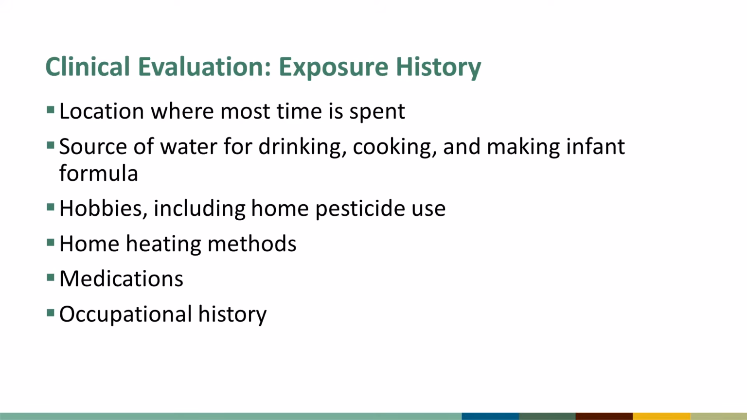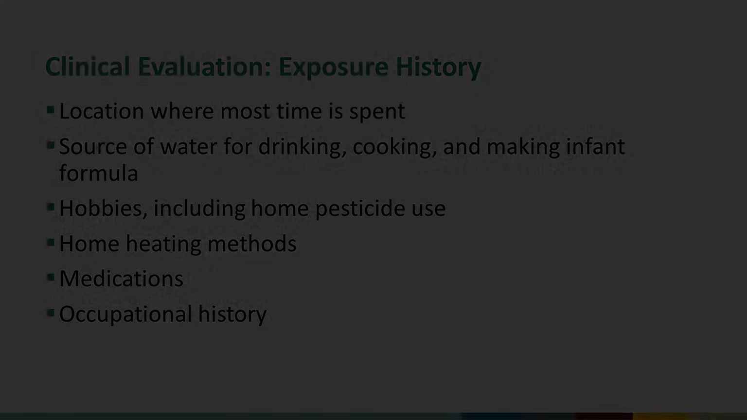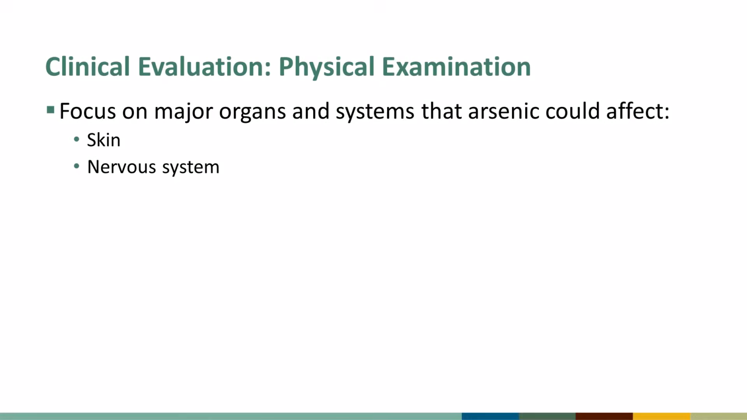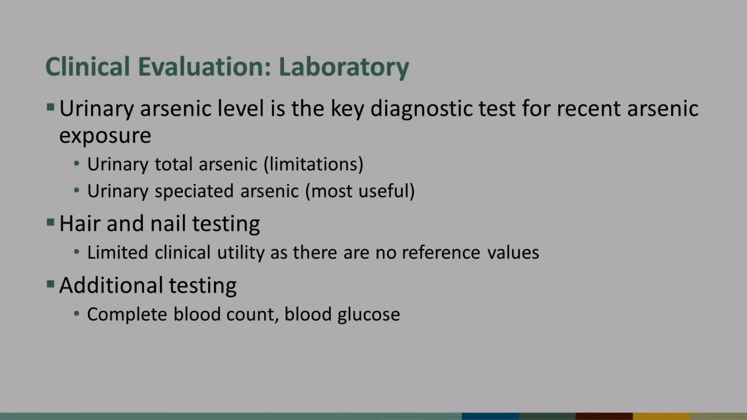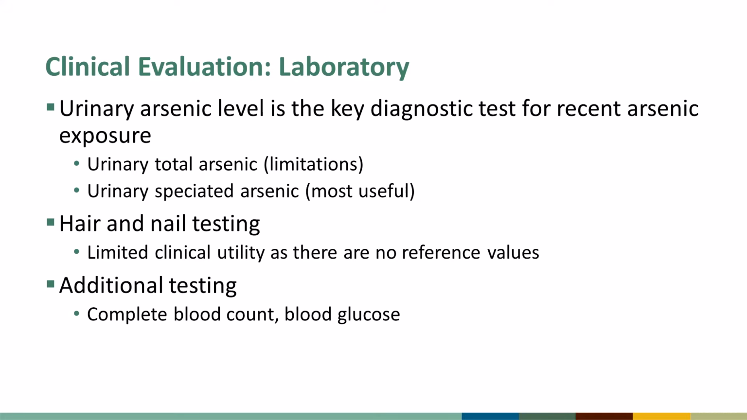Questions about occupational history should focus on work in industries that could be at risk for arsenic exposure, such as the manufacturing of microelectronics or semiconductors and pesticide production or application. The physical examination should focus on major organs and systems that arsenic could affect, including checking for evidence of skin lesions and peripheral neuropathy. The symptoms of arsenic exposure can be nonspecific or delayed, which can make an early clinical diagnosis difficult.